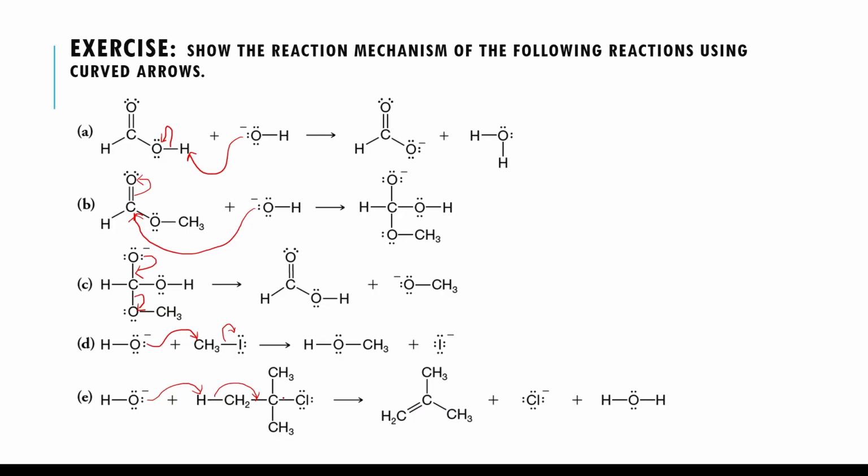But at the same time, the bond between carbon and chlorine should be broken, and chlorine should obtain a fourth lone pair, which is the case here. Now we have added 3 curved arrows to explain the reaction mechanism for this particular reaction.